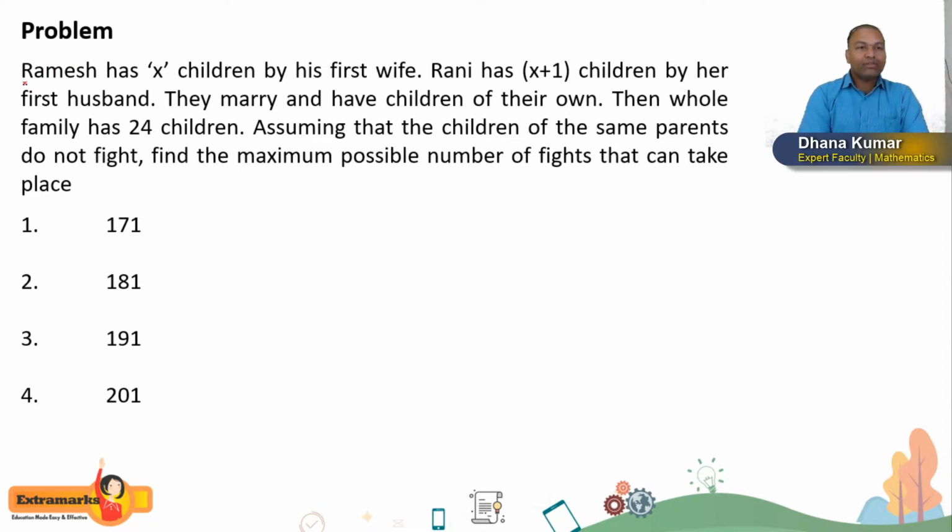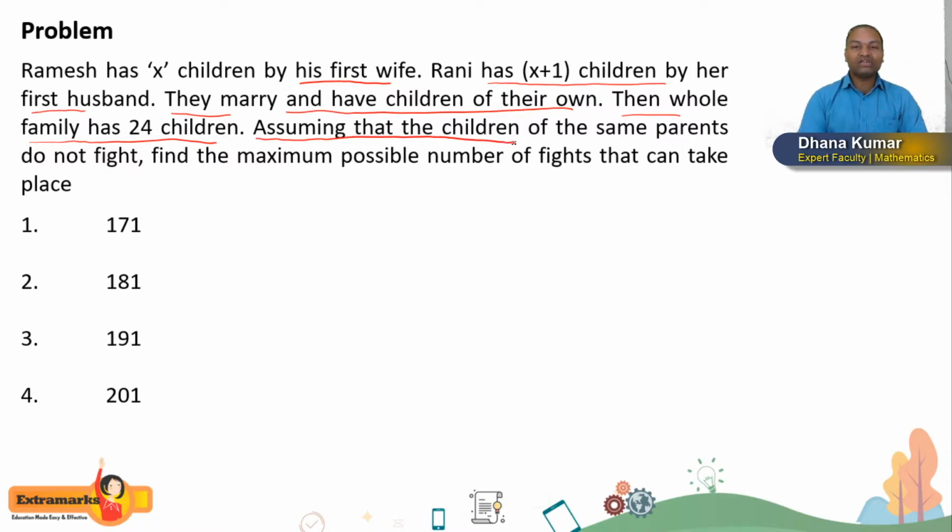Now see here, Ramesh has x children by his first wife, and Rani has x plus 1 children by her first husband. Let us say some funny question. They marry and have children of their own. How many members are there, that we don't know. Then the whole family has 24 children.